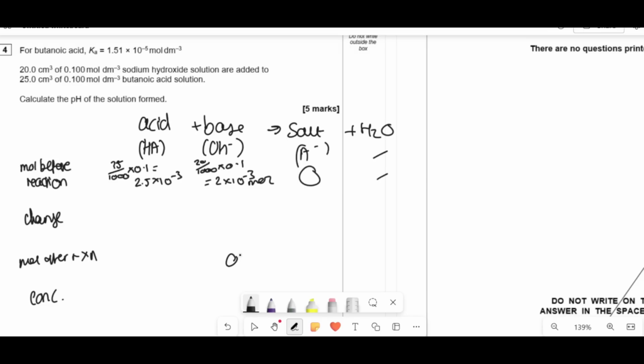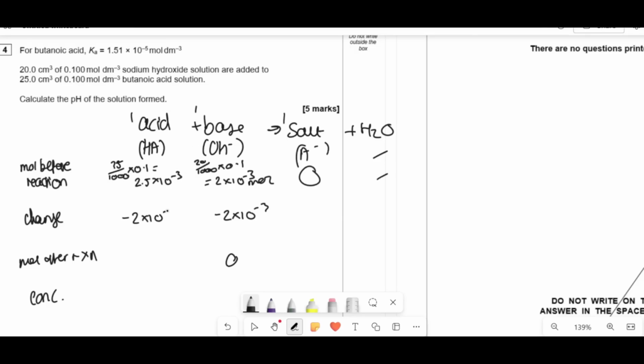If that went from here to here, then that's going to be just minus 2 times 10 to the minus 3, right? Because these are 1-to-1, butanoic acid and this, and it helps to write 1 mole acid, 1 mole base as well for the future. Sorry, I should have done. One of these going down will also mean one of these will go down. So if I went 2 times 10 to the minus 3 down, this will also go down by 2 times 10 to the minus 3.